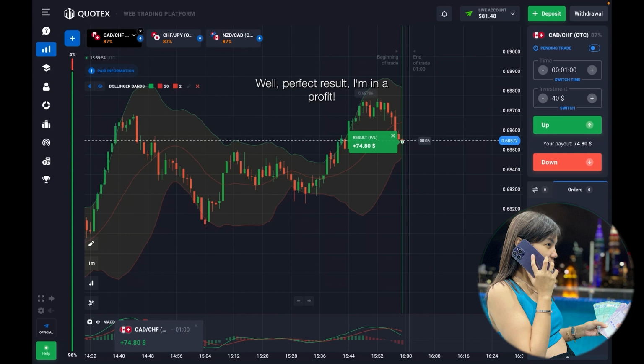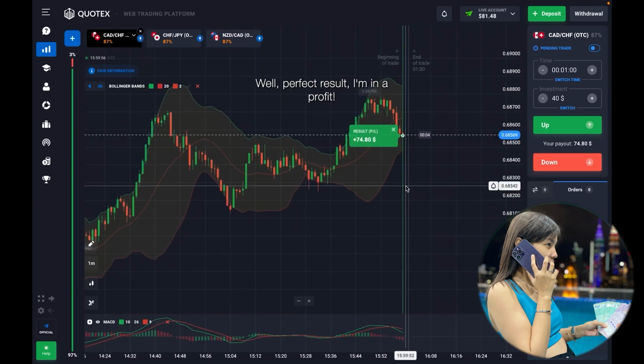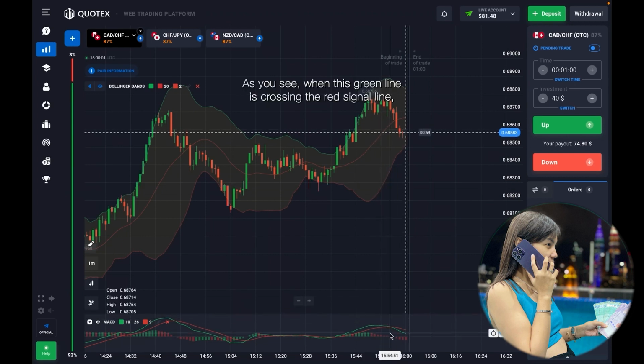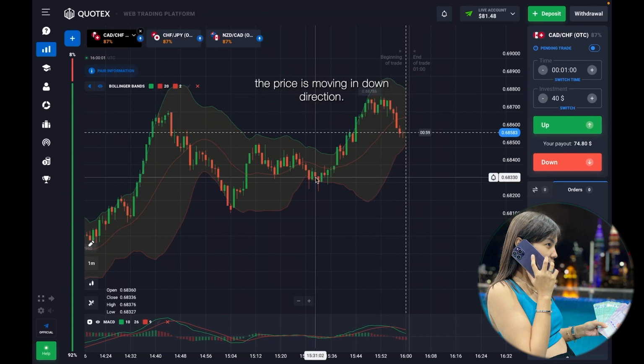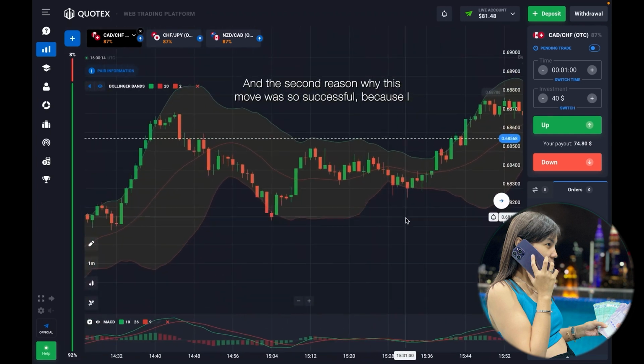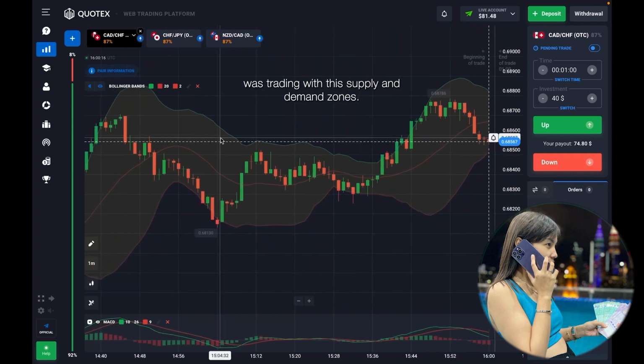So well, perfect result guys, I'm in profit. The first reason why I'm in profit because I was trading according to the signal from MACD indicator. As you see, when this green line is crossing the red signal line, the price is moving in down direction. And as you see, this is exactly what's happening. And the second reason why its move was successful because I was trading with these supply and demand zones.